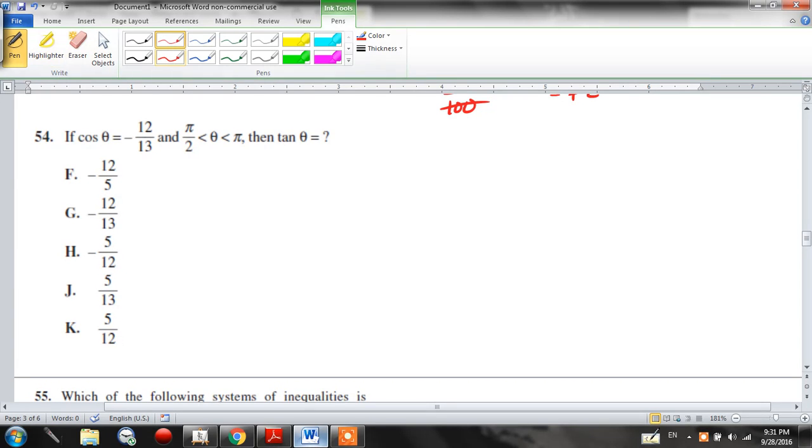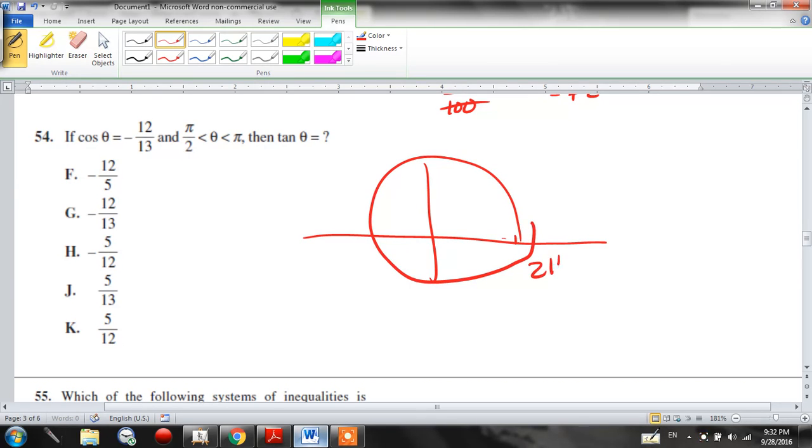Question number 54 says, cosine of theta is negative between this and this. What's the tangent of theta? Okay, so you're between pi over 2 and pi. So you're talking about this area over here. If you recall in the unit circle, the whole unit circle is 2 pi. From here to here is pi, and this is pi over 2, and this is 3 pi over 2.